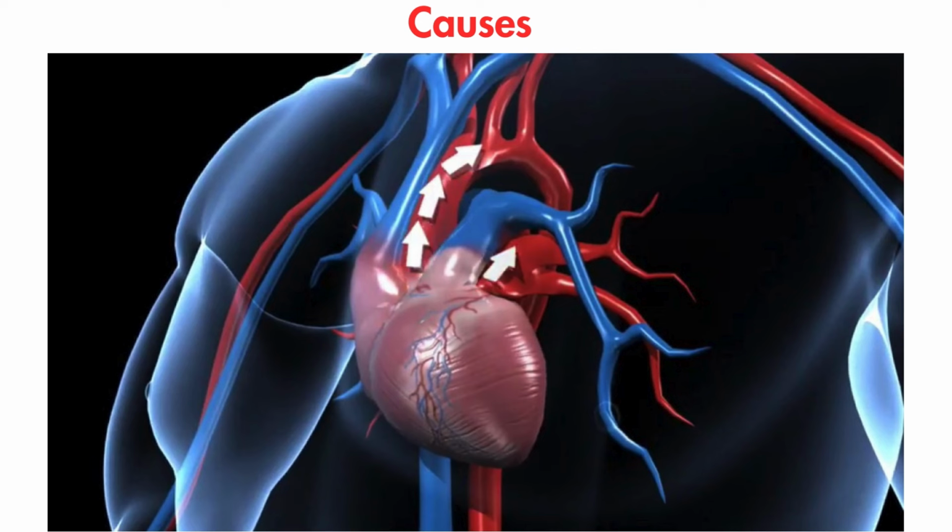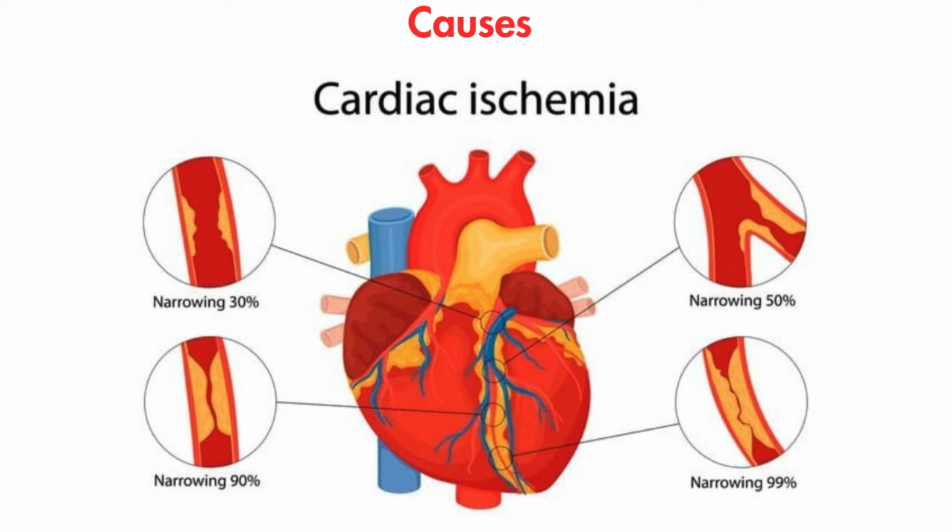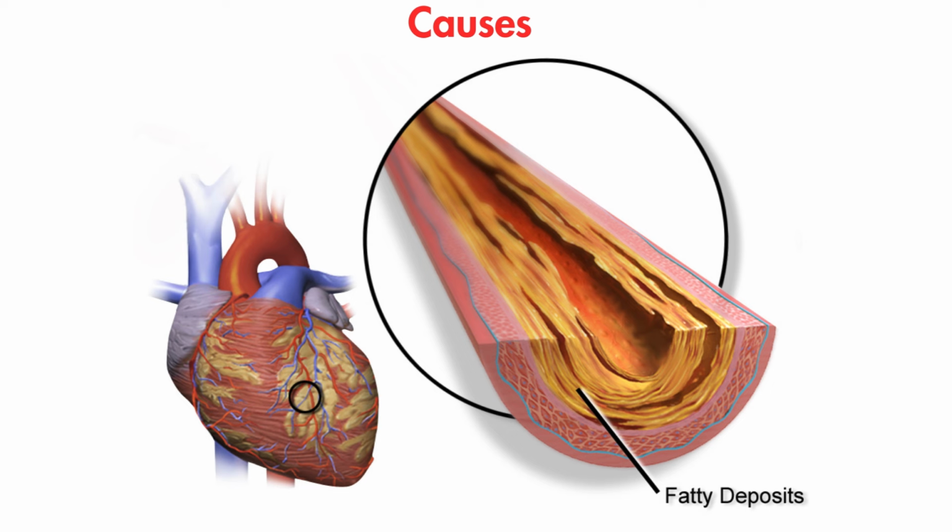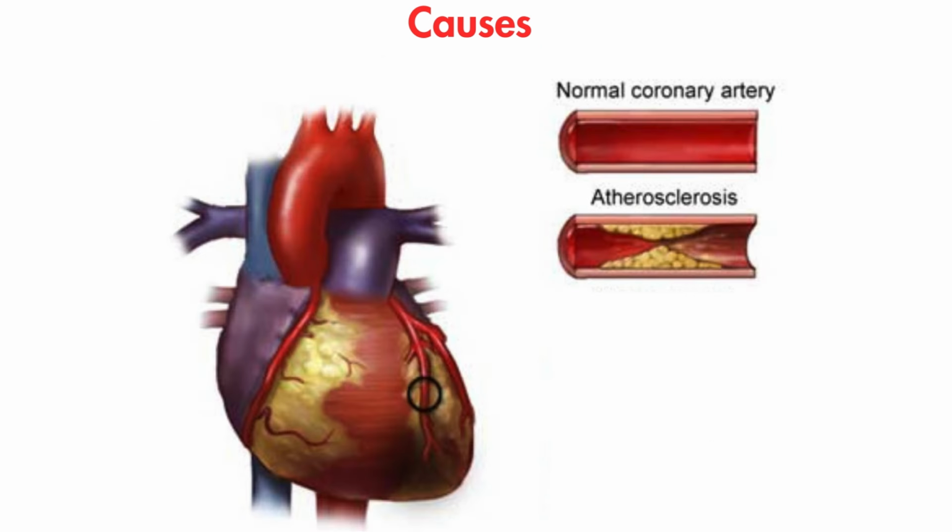Blood carries oxygen, which the heart muscle needs to survive. When the heart muscle isn't getting enough oxygen, it causes a condition called ischemia. The causes include the heart arteries, called the coronary arteries, can become narrowed by fatty deposits called plaques. This condition is also called atherosclerosis. This causes obstruction of coronary artery blood flow.